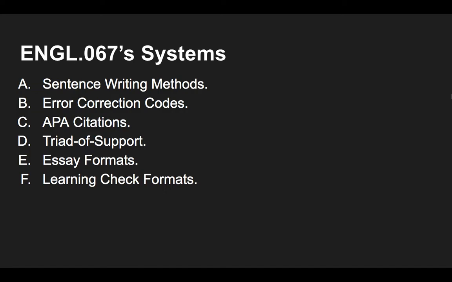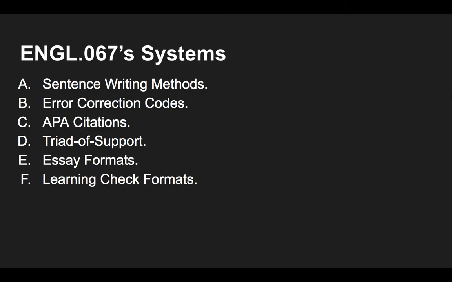Next, C here, we have APA citations. So we use the APA method for citing and reference lists in my class. So this is just another system. It's an academic system for showing where you borrowed information from. And one of the great things about using APA citations is if you do this correctly, it helps you to avoid plagiarism. Everybody knows the big nasty P word.